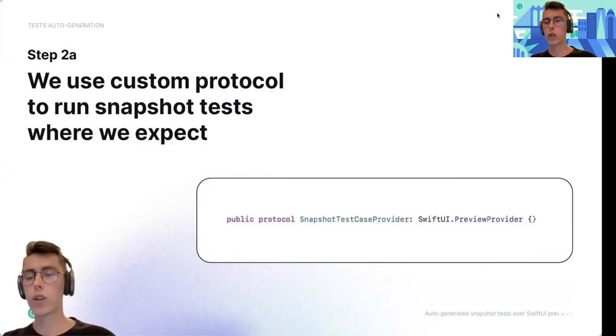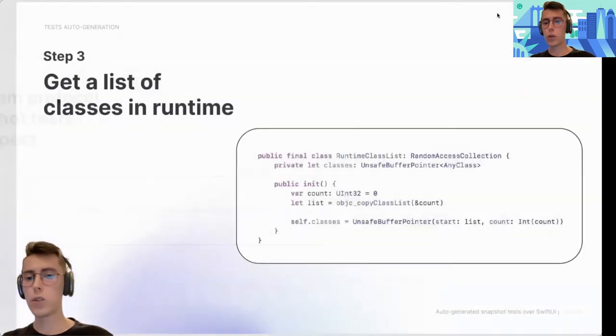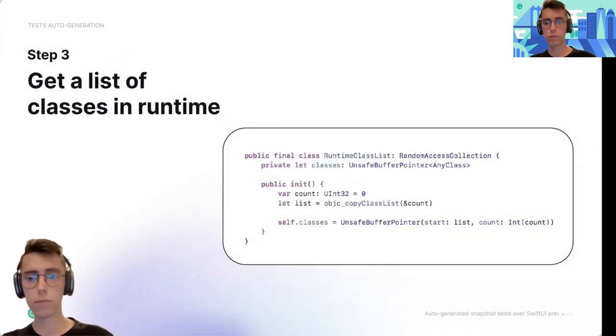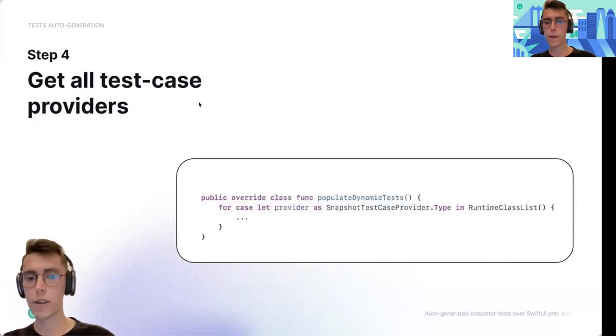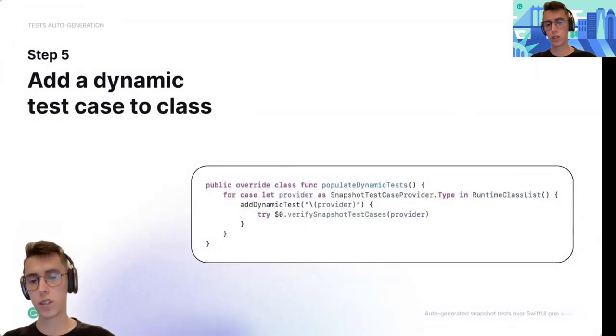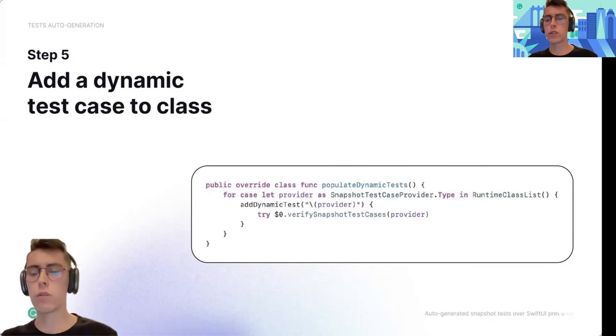So how do we actually find all those classes of the snapshot test case provider protocol that exist in our system? For that, we can use an Objective-C method called copyClassList. It allows us to retrieve, in runtime, all possible classes that are known in runtime. And out of these classes, we can then easily start iterating and looking for our snapshot test case provider class. Whenever we find it, we can simply start adding our dynamic tests to our class. So basically, we run a method called addDynamicTest, which is our internal implementation, which receives a provider and a block. The block, in fact, is just the execution of the test, like an implementation of the method that we are adding.